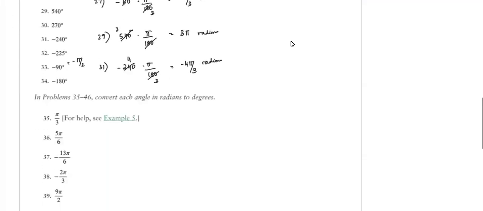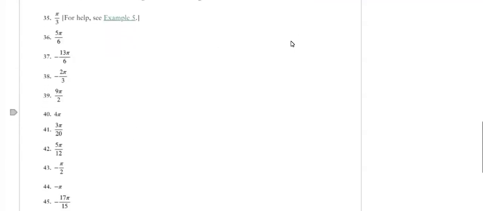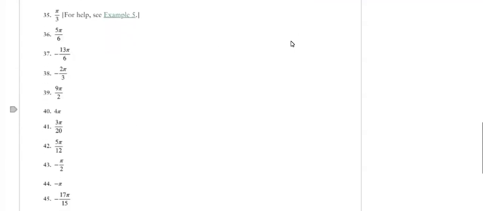In my next set of problems, I'm going to convert each angle, which is already given in a radian measure, into degrees. So to do so, if I'm given in the radians and I want to convert it into degrees, then I multiply it by 180 over pi. So let's take my first question. I have pi over 3. I multiply it by 180 over pi. The pi and the pi should get cancelled. And then you simplify this. 3 goes into 180 60 times. So my answer is 60 degrees.